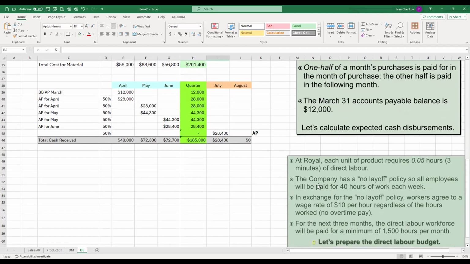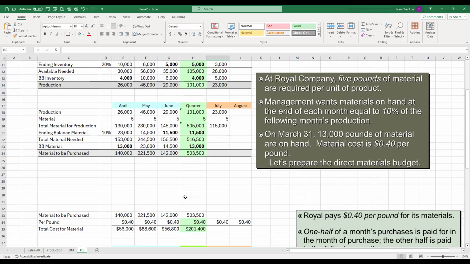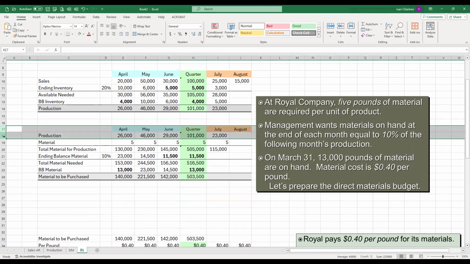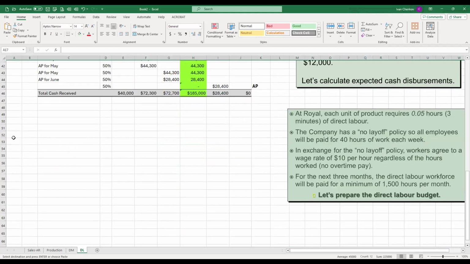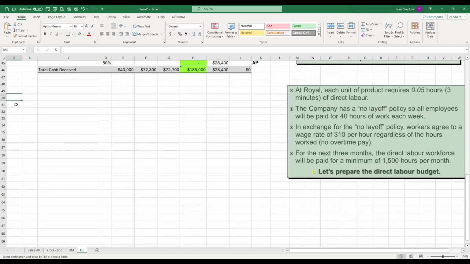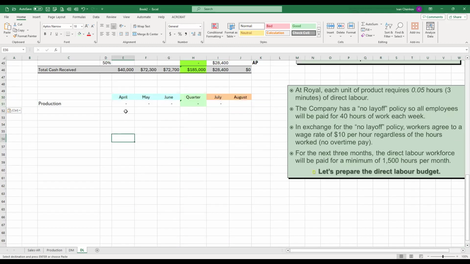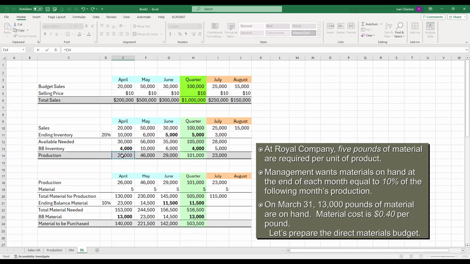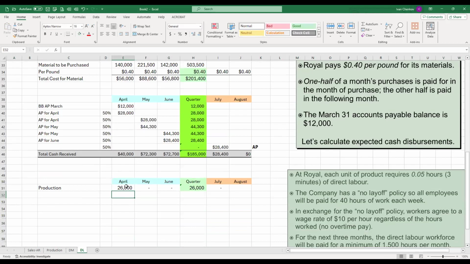So since we're paying based on the production, we need our production. Production was right here, correct? Let's get our production and flip it right here, and start building the new sheet. So our production was 26 in April, 29, and in July, August, we don't need those numbers.